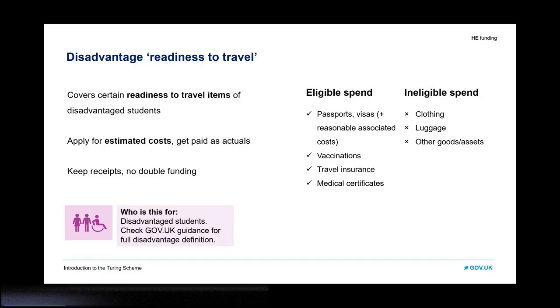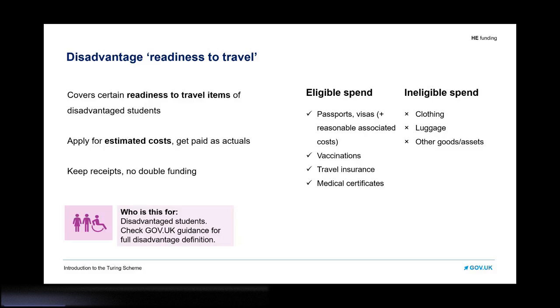Typical items include specific accommodation requirements, extra legroom seating, and pre-placement visits by staff or the pupil to confirm suitability and arrange adjustments. Costs must relate directly to the pupil's need and be essential for the trip. This funding does not cover clothing, luggage, or general goods or assets.